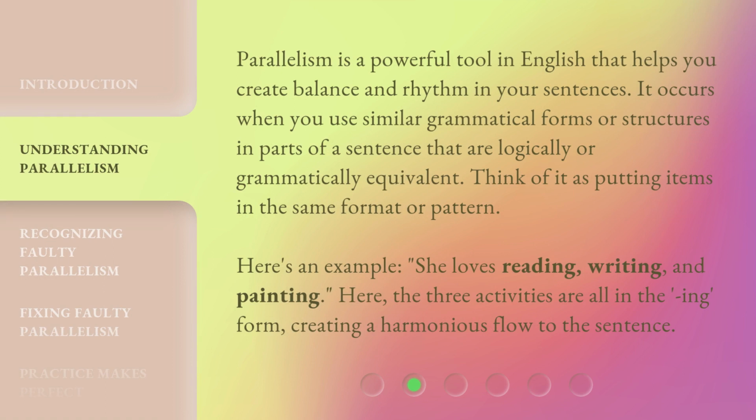Parallelism is a powerful tool in English that helps you create balance and rhythm in your sentences. It occurs when you use similar grammatical forms or structures in parts of a sentence that are logically or grammatically equivalent. Think of it as putting items in the same format or pattern. Here's an example. She loves reading, writing, and painting. Here, the three activities are all in the -ing form, creating a harmonious flow to the sentence.